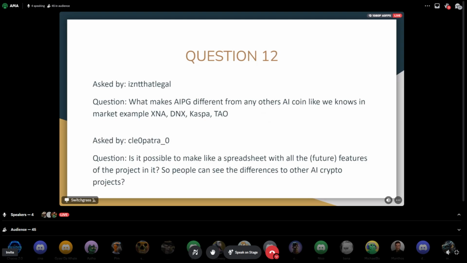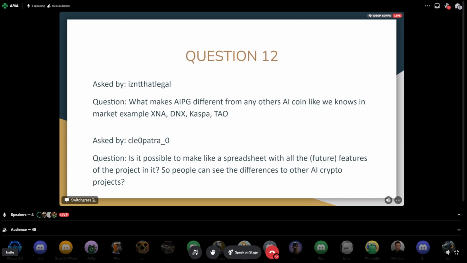Definitely does. Next question is from Isn't That Legal? And also a similar question by Cleopatra. The first version is: what makes AIPG different from any other AI coin we know in the market, for example XNA, DNX, Caspa, Tau? Second version of that question: is it possible to make a spreadsheet with all the future features of the project in it, so people can see the differences to other AI crypto projects, the difference between them?